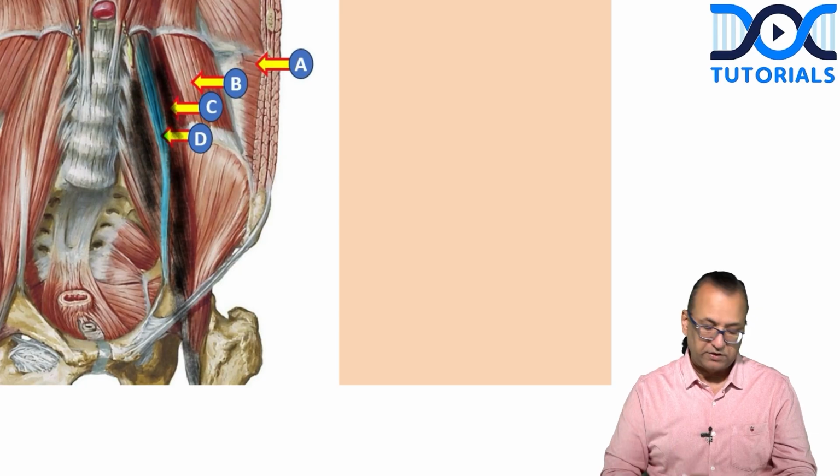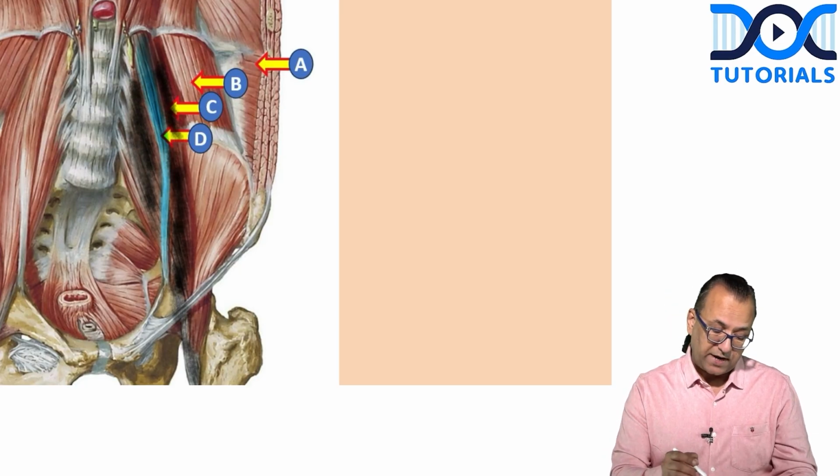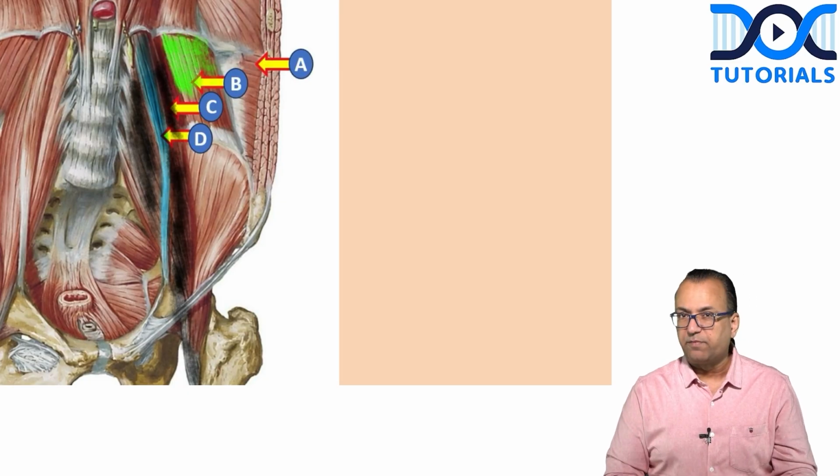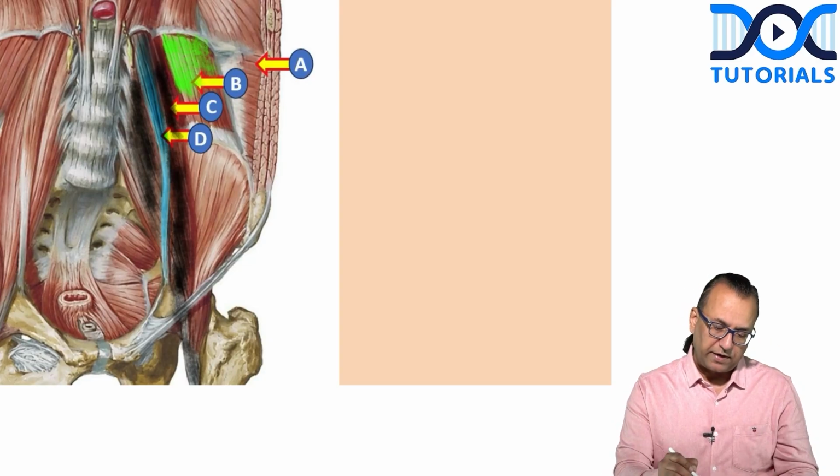You mean to say marker C. Then what is lateral to that? Marker B. Lateral to that marker B, let us use the green color. Quadratus lumborum, quadrangular muscle in the lumbar region, abdomen region. And what is marker A?